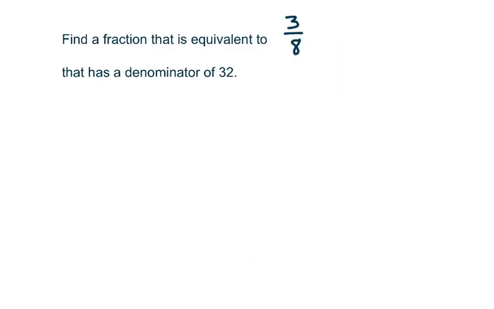Let's look at one more. Okay, this time, let's find a fraction that is equivalent to 3/8 that has a denominator of 32. So I start out with my fraction that is 3/8. I want to create an equivalent fraction that has a denominator of 32. What do I have to do to turn this 8 into a 32? I'm going to have to multiply that denominator by 4.